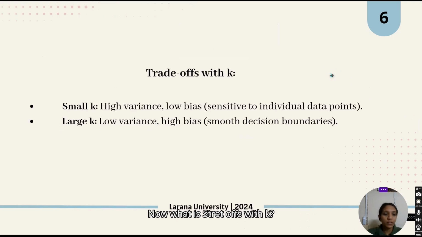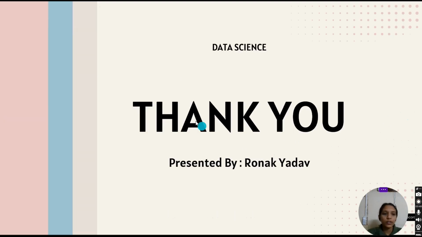Now, what are the trade-offs with k? If we choose a small k, it provides high variance and low bias, and is sensitive to individual data points. And if we take a large k, it provides low variance and high bias, which gives smooth decision boundaries. Thank you.